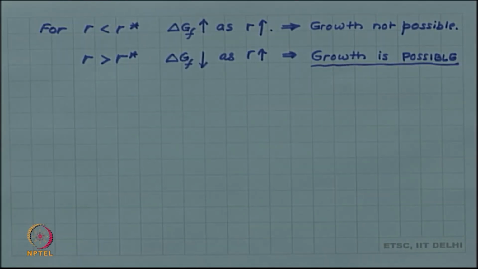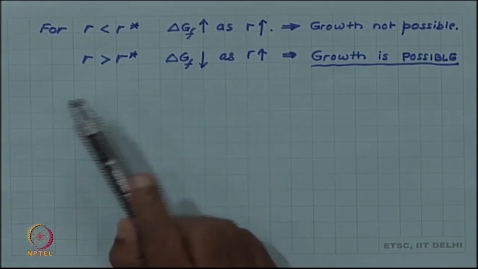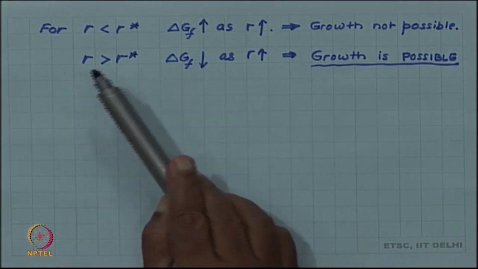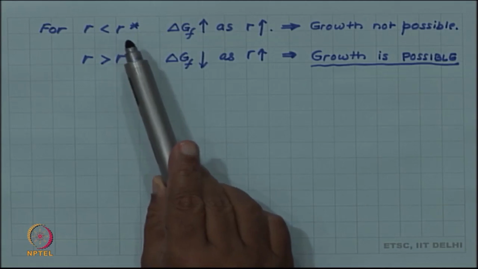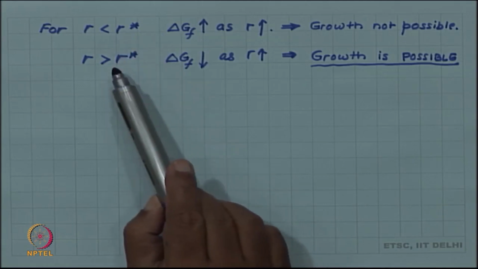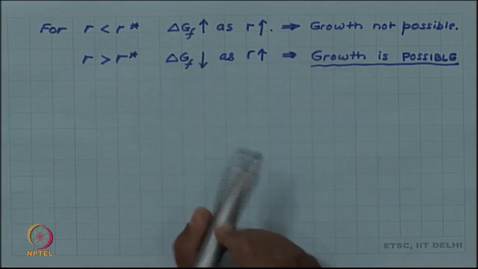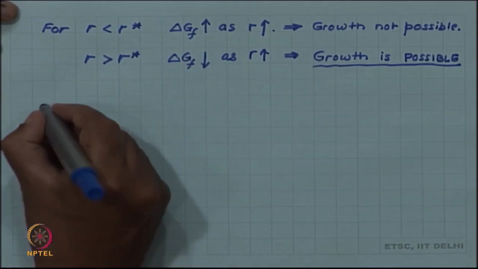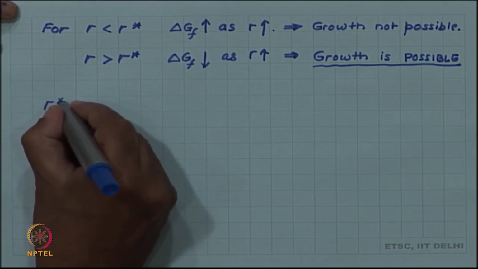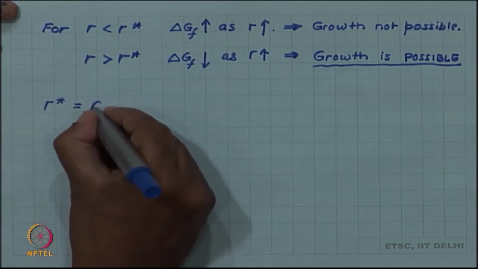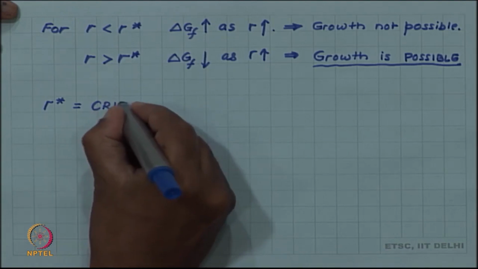So, this clearly indicates that the new nucleus which forms has to have at least a minimum radius of r star, because for anything less than that growth is not possible. So, that is why we call this r star the critical radius for nucleation.